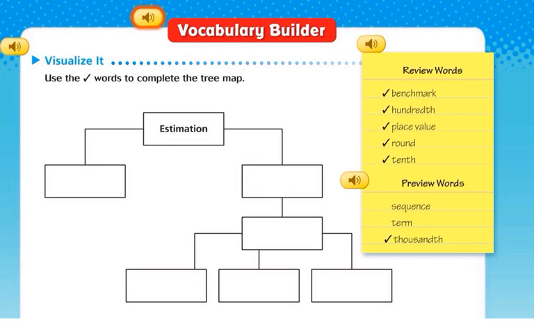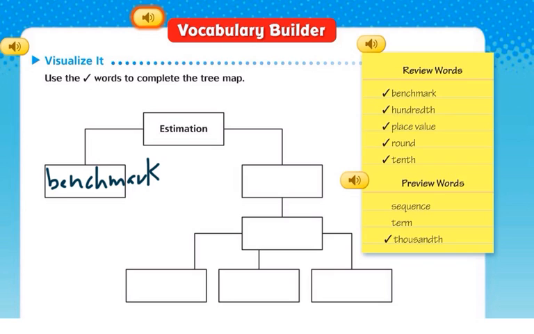And if you noticed, a tree map kind of looks like a family tree. It's very similar, but it's talking about mathematical terms that are related. So first up here, boys and girls, we have estimation. So boys and girls, we are only going to use the words that had check marks by it.